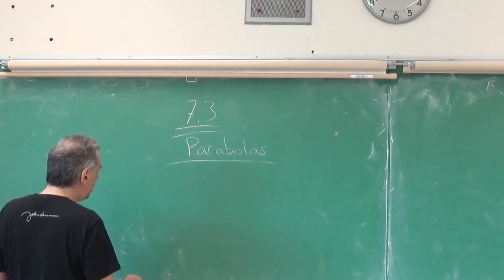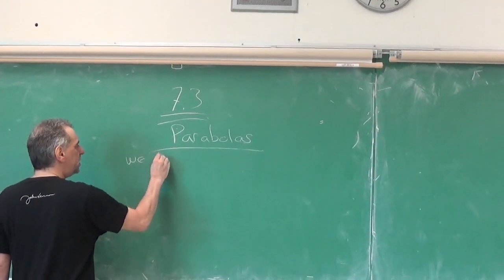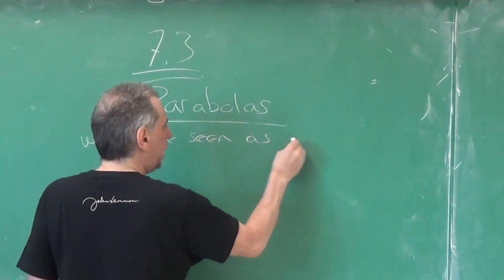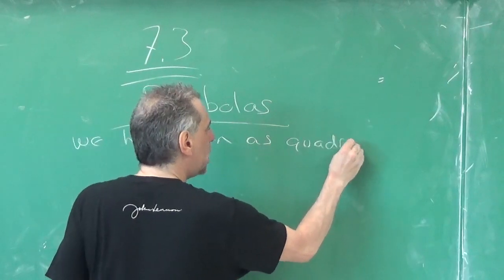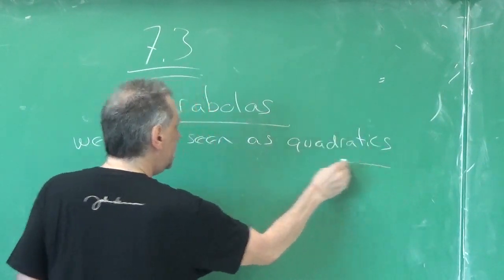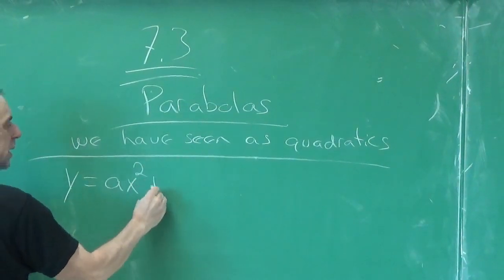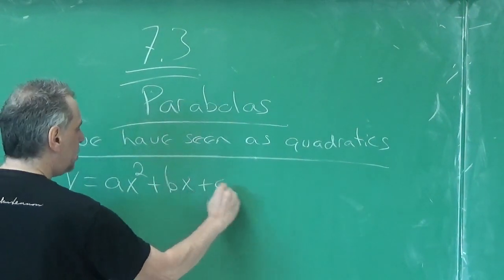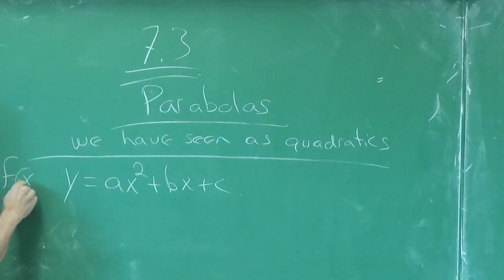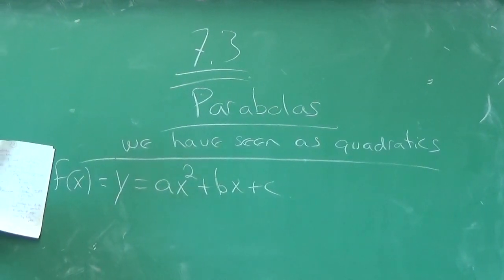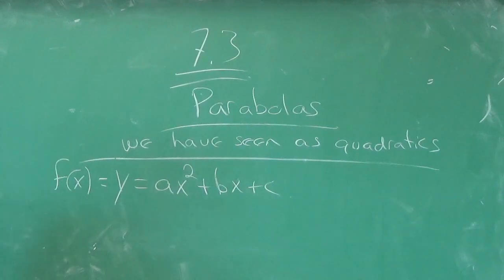So we have seen these as quadratics. And they're still quadratics. It's just we saw these equations before, right? Ax squared plus bx plus c. We called that a quadratic equation at first, and then we called it a quadratic function in chapter 3. But we know about quadratics, and we know that when we graph them, they are parabolas.